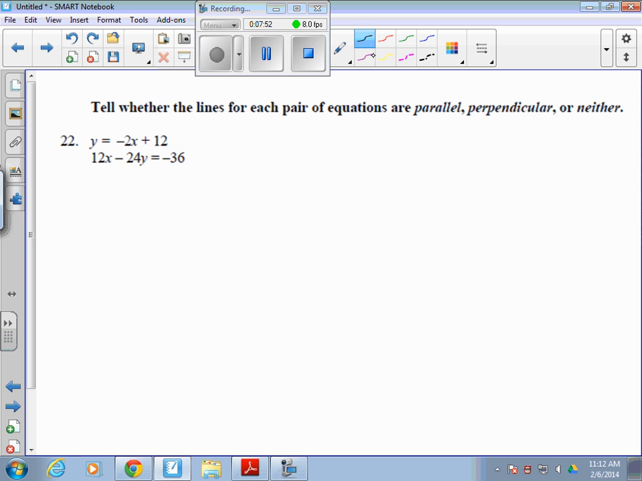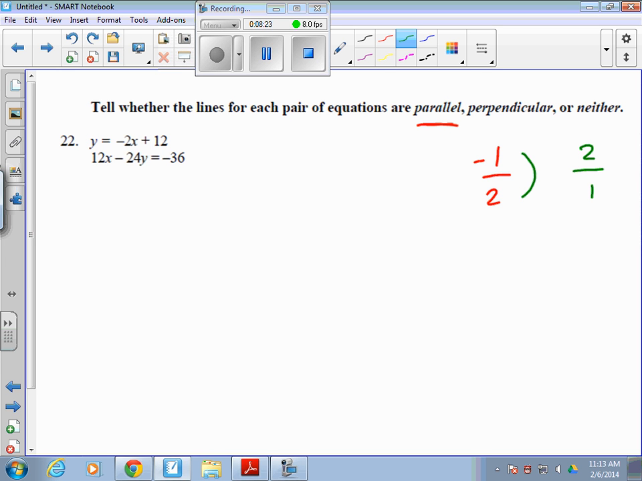Number 22. Tell whether they're parallel, perpendicular, or neither. We just said a second ago, in order for them to be parallel, they have the same slope. In order for them to be perpendicular, it has to be the negative reciprocal. Negative reciprocal means if you have a slope of negative 1/2, we know reciprocal means to flip it and make it 2/1, but negative means to make it go from either positive to negative or negative to positive. So the negative reciprocal of negative 1/2 would be positive 2 or positive 2/1.